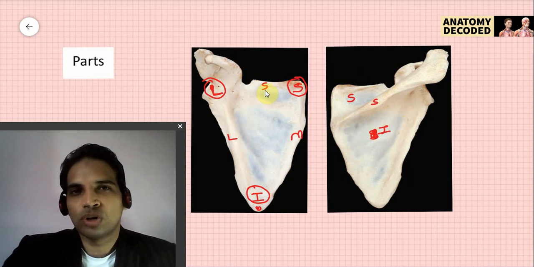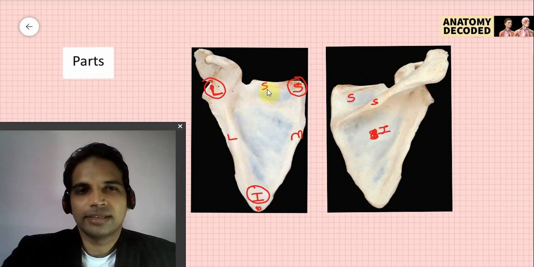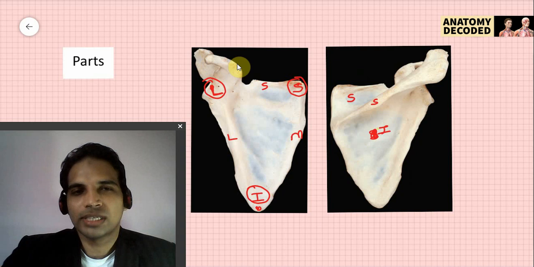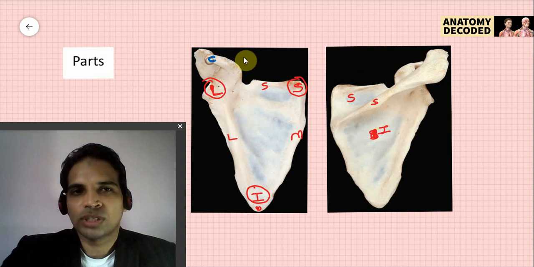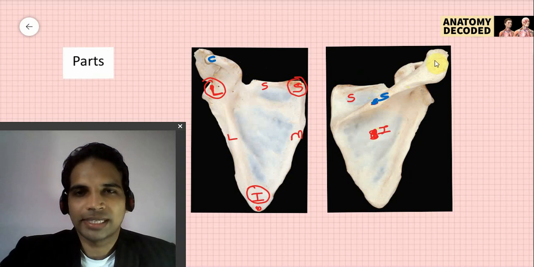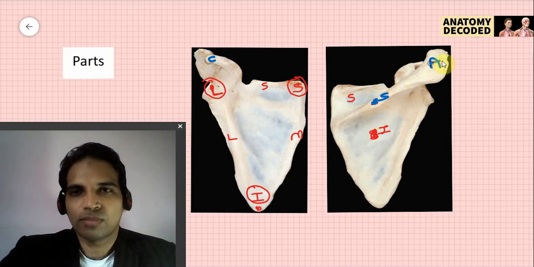So we have learnt three borders, three angles, and two surfaces of the scapula. And there are processes of the scapula. Processes are the projections from the scapula. This is the coracoid process of the scapula. The spine of the scapula is also referred to as the spinous process of the scapula, and the spine also extends on the lateral aspect to form a process which is referred to as the acromion process of the scapula. These are the three processes of the scapula.